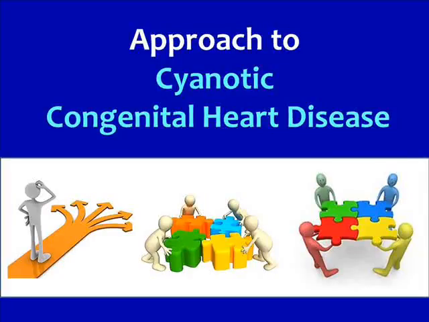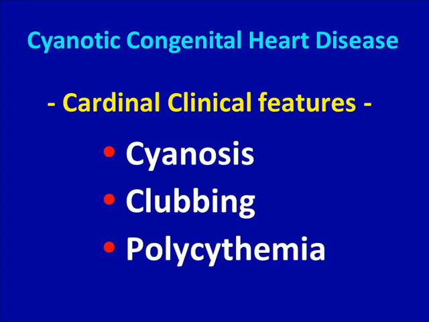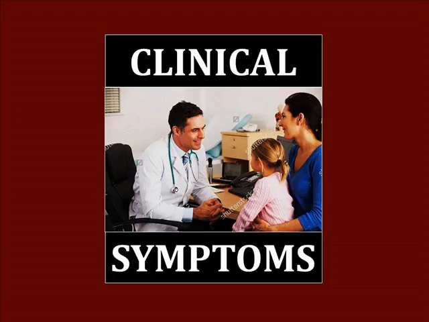Approach to cyanotic congenital heart disease. As you all know, the cardinal features of cyanotic congenital heart disease are cyanosis, clubbing, and polycythemia. Now let's look into the clinical symptoms in detail.